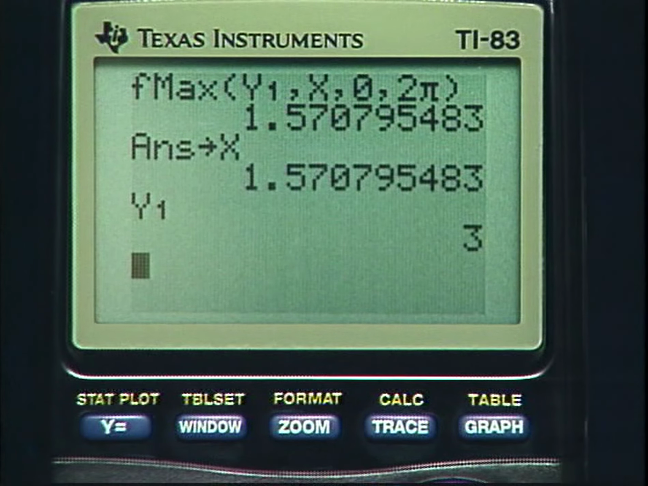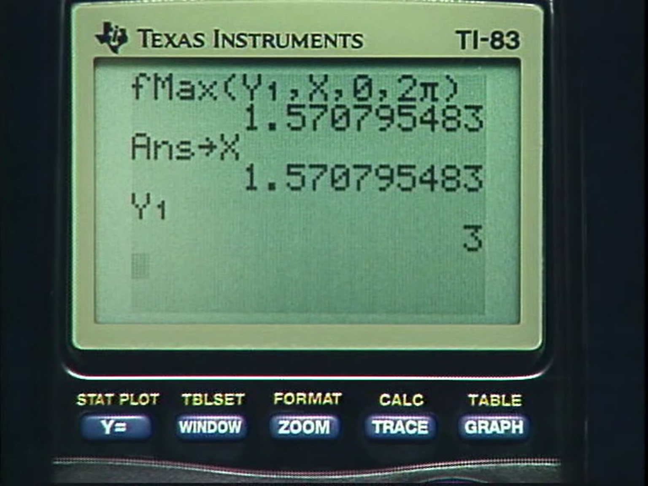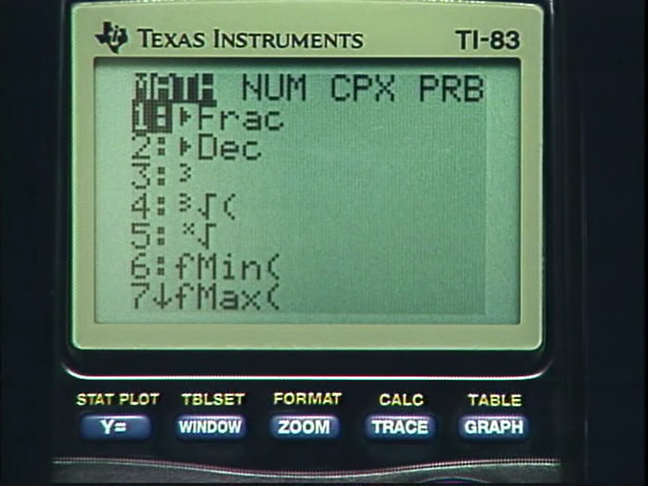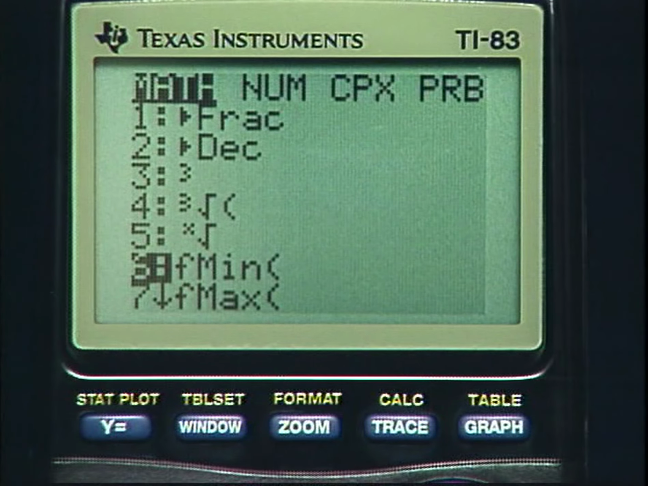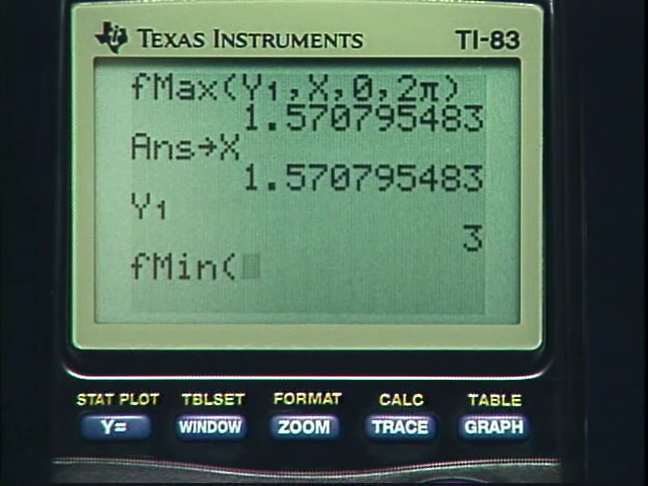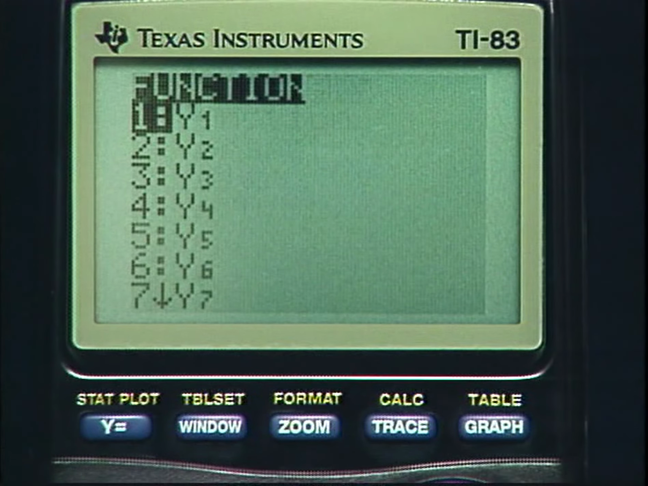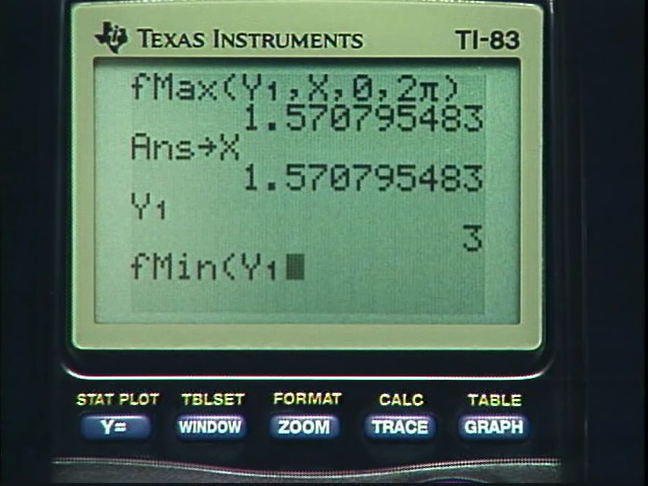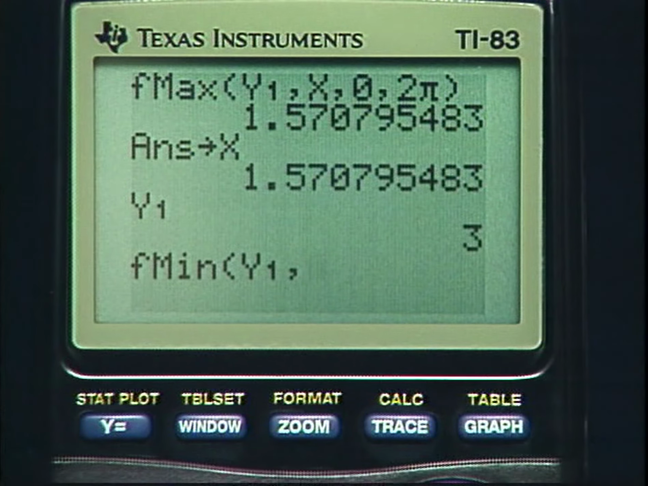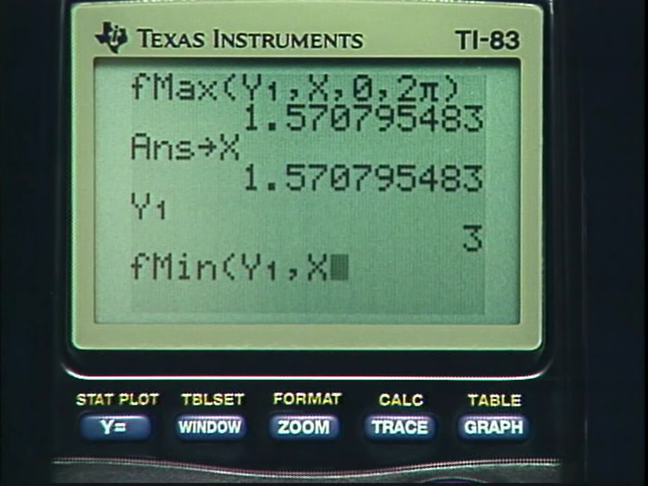Well, the minimums work out the same way. The only trouble with dealing with minimums, and I'm going to go ahead and go through the calculation of it by going math, and then F-min is what I'm looking for, so that's item number 6. And then I want Y1, so it's VARS, right arrow, enter, enter, comma, the variable is X, and now I want lower and upper bounds.